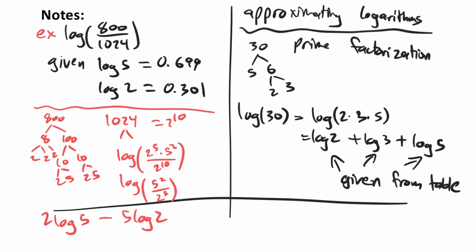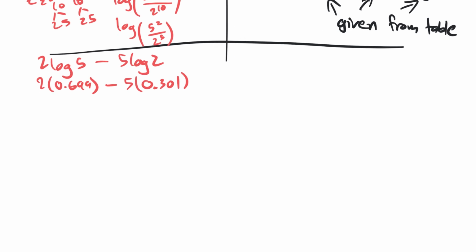Now we go ahead and type in our numbers here. So 2 times 0.699 minus 5 times 0.301. Just in case you're struggling, I'll show a quick multiplication here. 0.301 times 5. 5 times 1 is 5. 5 times 0 is 0. 5 times 3 is 15. And 5 times 0 again is 0.